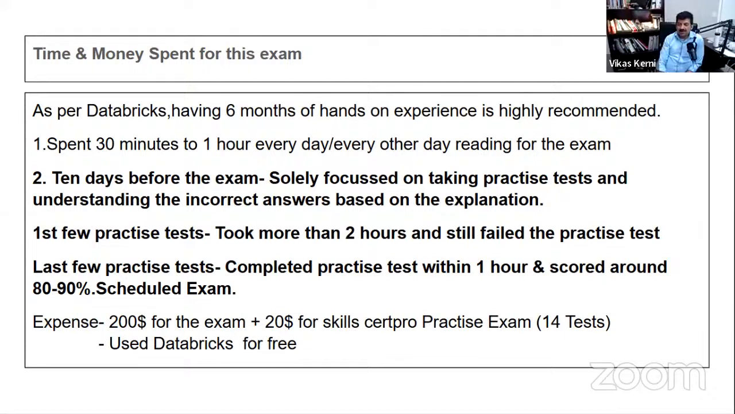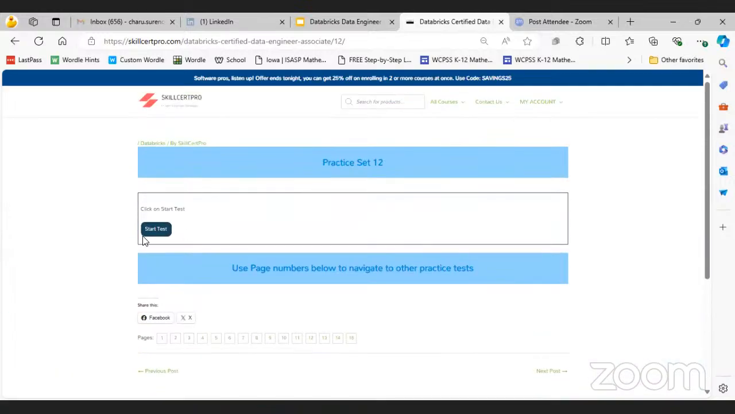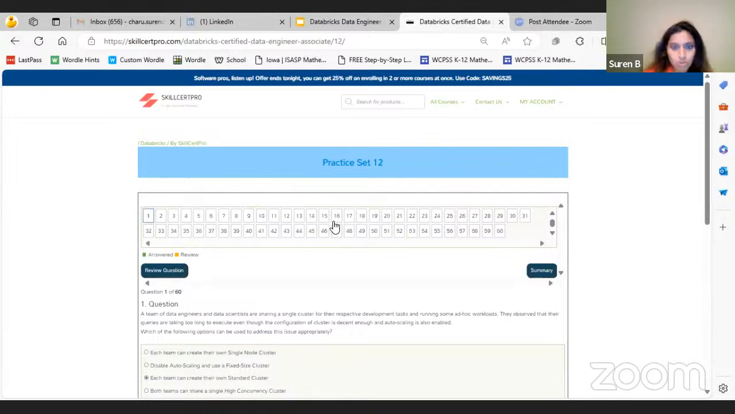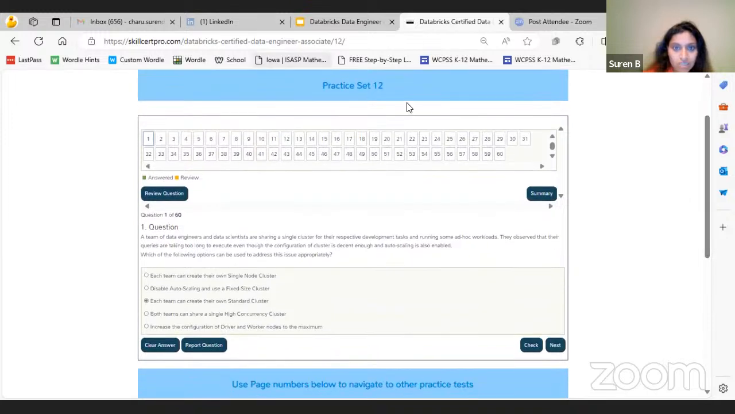Is Skill Set Pro an online tool? Yes, it's browser based. It's easy, especially for whoever is working on Azure. Whatever she's showing is how it looks. I just wanted to show this because you asked how it looks. You can go into Skill Set Pro, buy the course that you want, and once you start the examination, it says, for example, practice set 12, and it has around 45 to 60 questions.